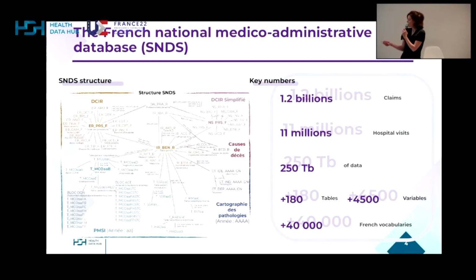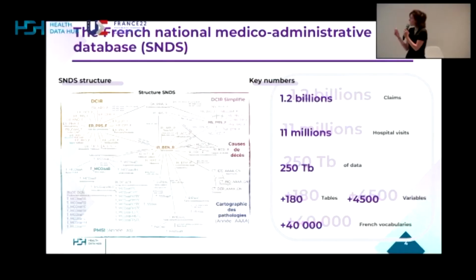As you can see on the schema on the left, the structure is very complex, and inside you have more than 180 tables and more than 4,500 variables. So the structure is very complex, and it's very difficult to do research on it when you are a new user of this database.